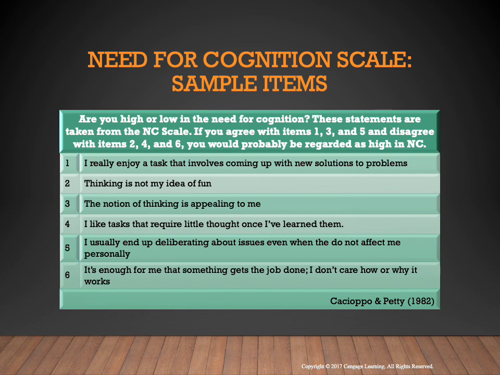So are you high or low in need for cognition? Chances are, if you agree with items 1, 3, and 5 and disagree with items 2, 4, and 6, you'd probably be regarded as an individual who has high need for cognition.